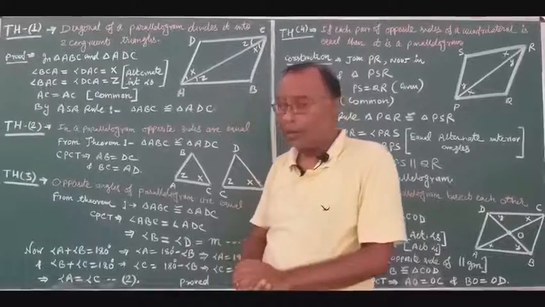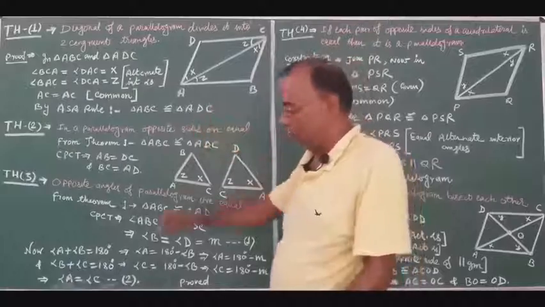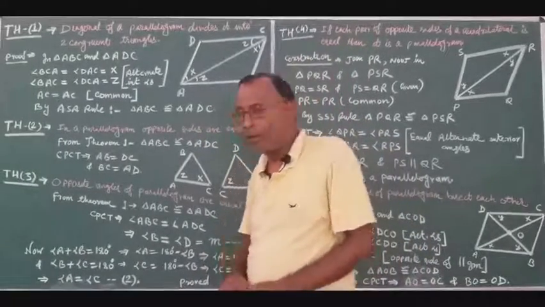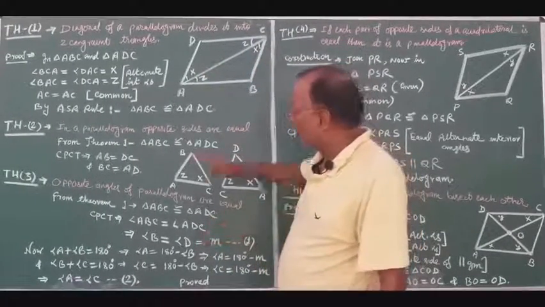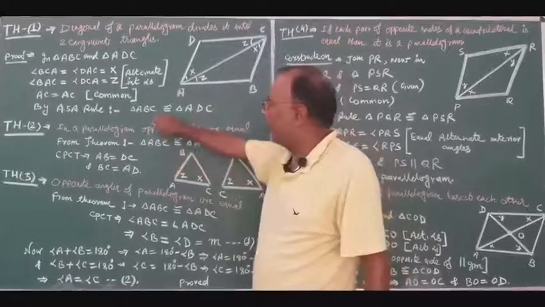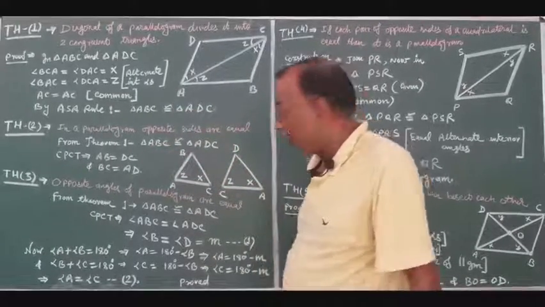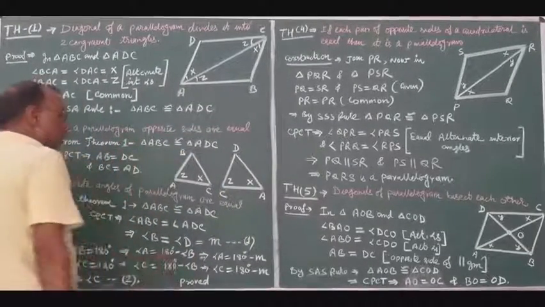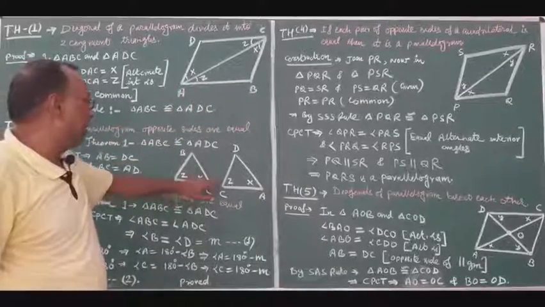Now, theorem number 2. In a parallelogram, opposite sides are equal. Just look here, the same figure is there. From theorem 1, we have already proved that triangle ABC is congruent to triangle ADC. This is from theorem number 1. Now, just look at these, our two triangles ABC and ACD.